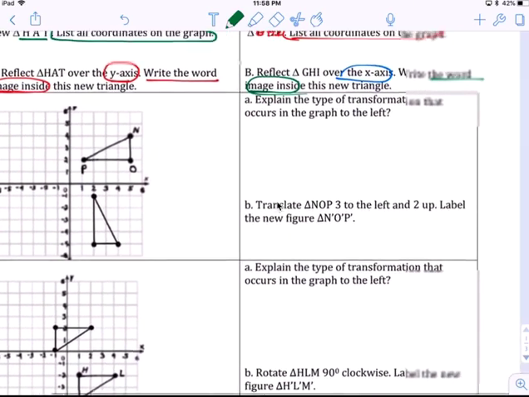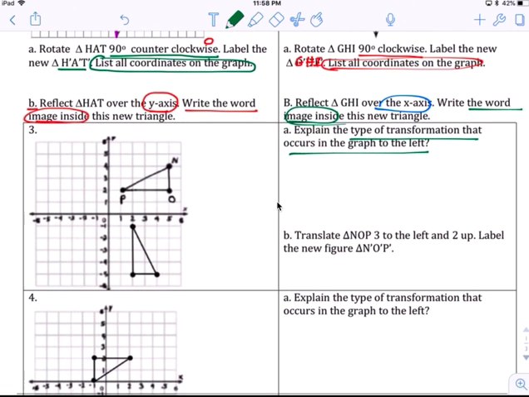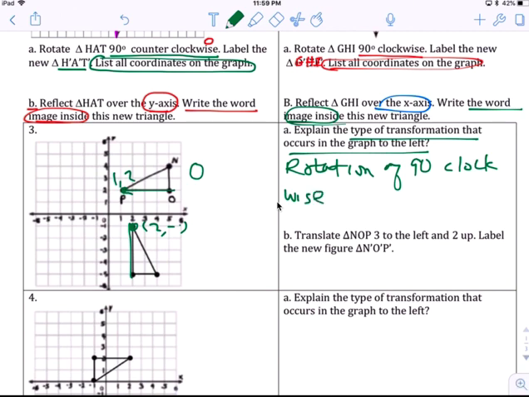Okay. Explain the type of transformation that occurred to the left. Okay, obviously it flipped from here to here. Most likely it's a rotation. This is 90 degrees. This is 1, 2, and it became 2, -1. Yep, it's a rotation of 90 degrees clockwise around the origin.